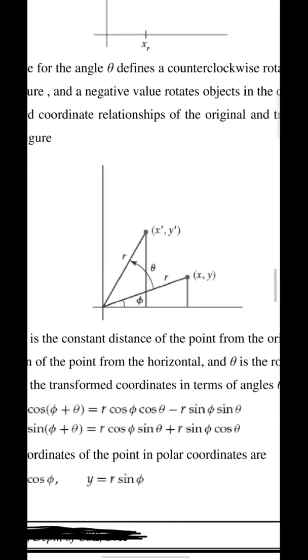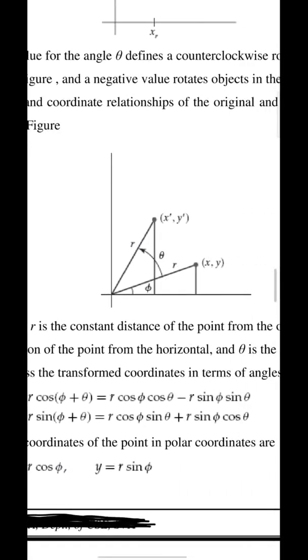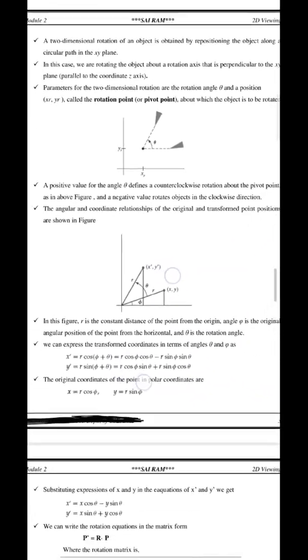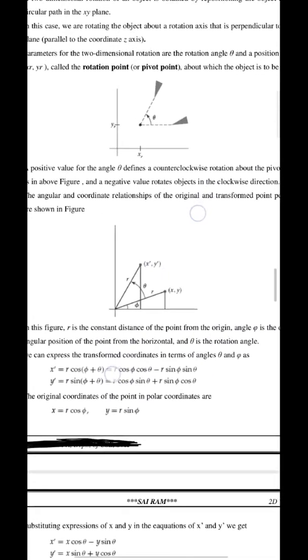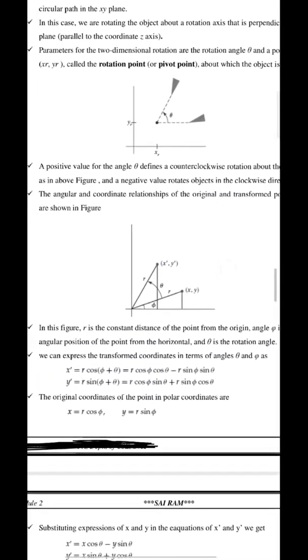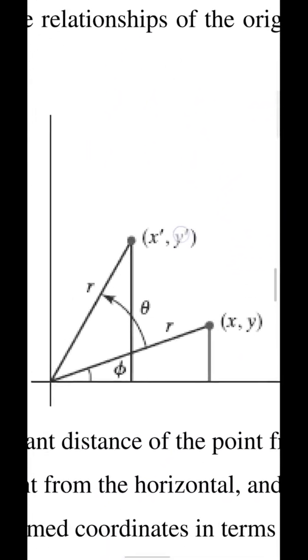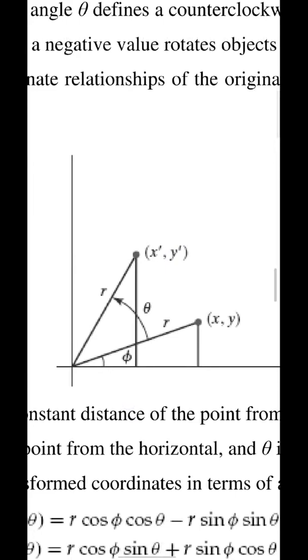Now let us consider the equation as well as the matrix form. Fine. Go through this diagram, what is given. The angular and coordinate relationship of the original and transformed point positions are shown here, with the original point and transformed point angular displacement values. Let the original point be x and y. Please remember, let the original point be x and y, and the transformed point be x dash and y dash.